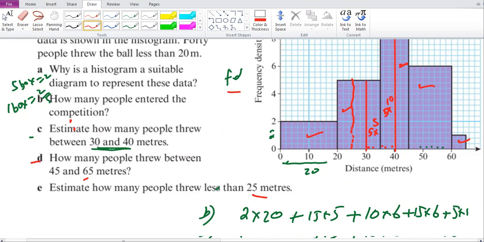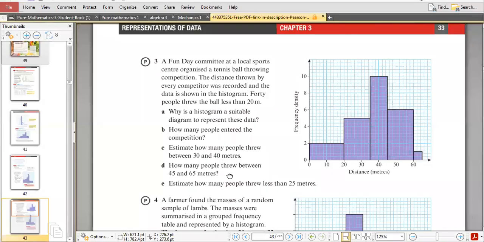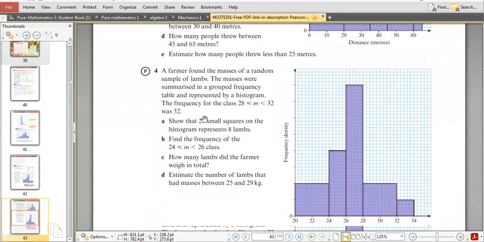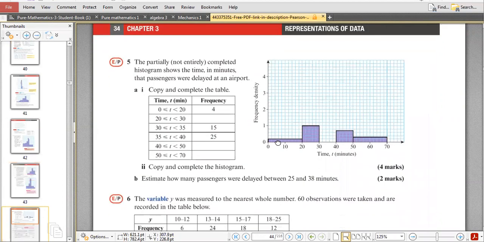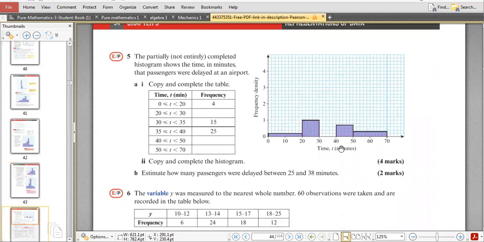Okay. So if you learn this reading of the data here, then further you will try question number 4. It is similar, there will be no problem. In 5 also you have to complete the missing one. The partially, not entirely, completed histogram shows the time in minutes. Copy and complete the table. From 0 to 20, the frequency is 4.